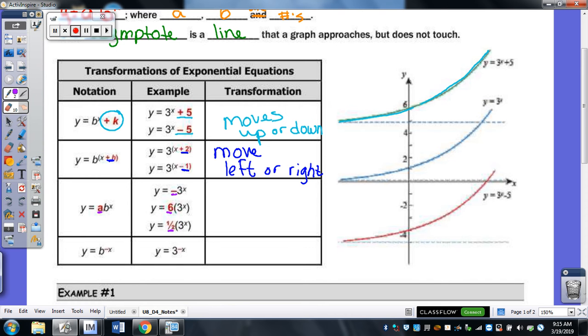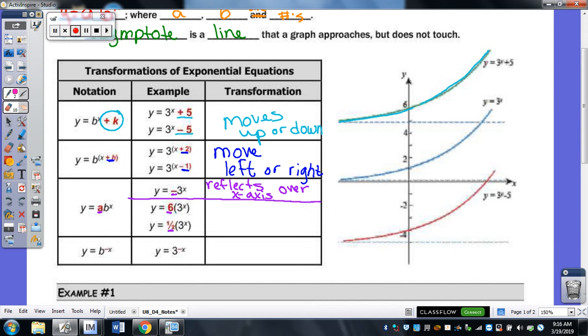So your a value being out in front, there's a couple of things that could happen. If it's negative, this reflects over the x-axis. Again, just like all of our other transformations we did in our last unit, you put that negative sign out in front, that makes it reflect over your x-axis.